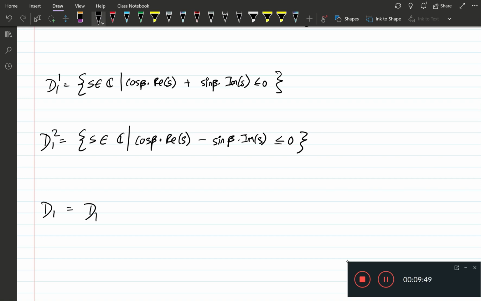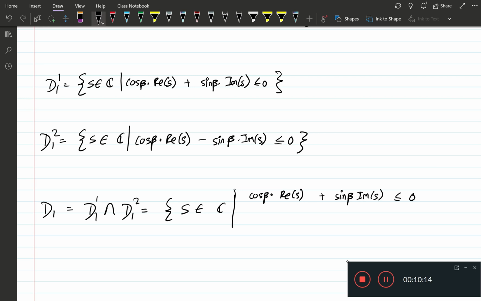So that is D11 intersection D12, the set of all complex numbers such that cos beta real part of s plus sine beta imaginary part of s is less than or equal to 0, and cos beta real part of s minus sine beta imaginary part of s is less than or equal to 0.